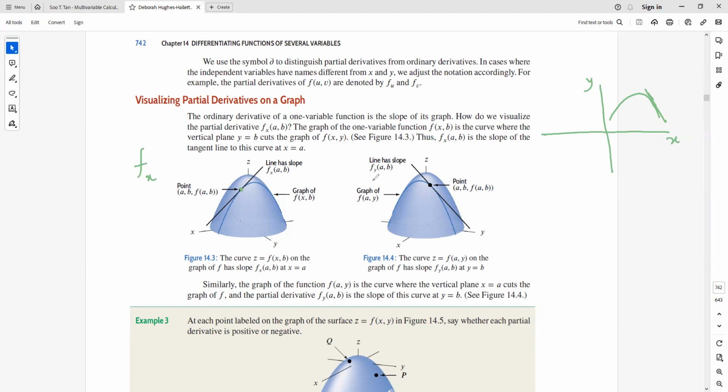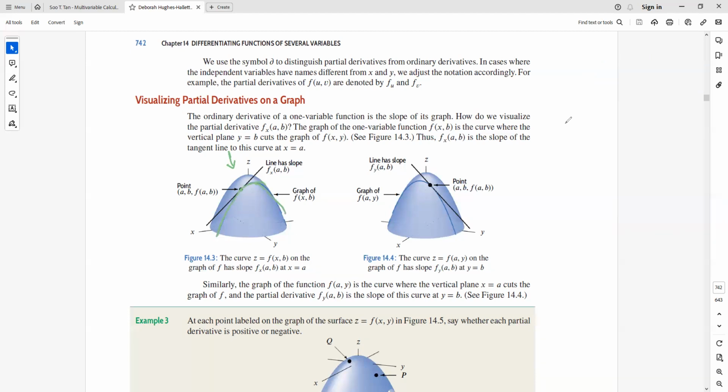Since here we are concerned with more than one variable, z depends on x and y. If we are only interested in the change in the x direction, consider a plane that is parallel to the z-axis intersecting this paraboloid at this point. What we get on the plane is a curve like this, right?